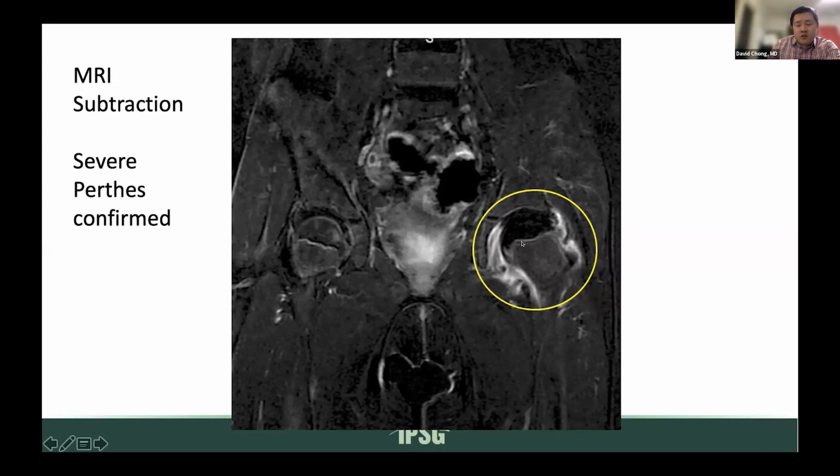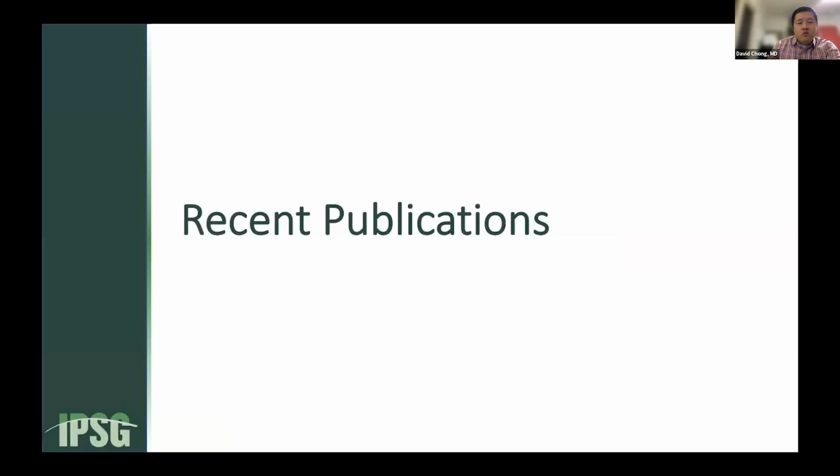And so that is what's been driving a lot of what we've been doing recently, trying to figure out how we treat Perthes. But now that we have a better way to see how bad your Perthes really is, better than X-rays, we can probably have a better sense of where they're going.